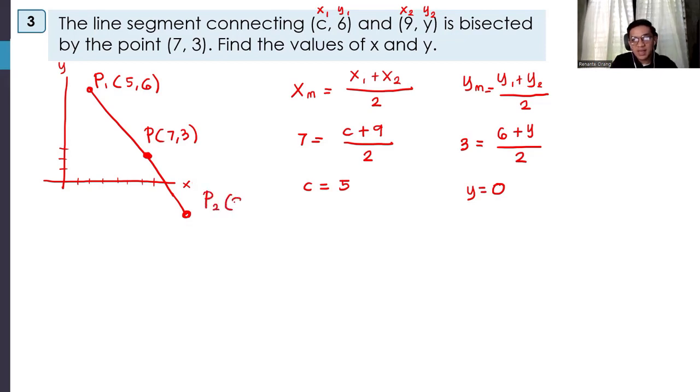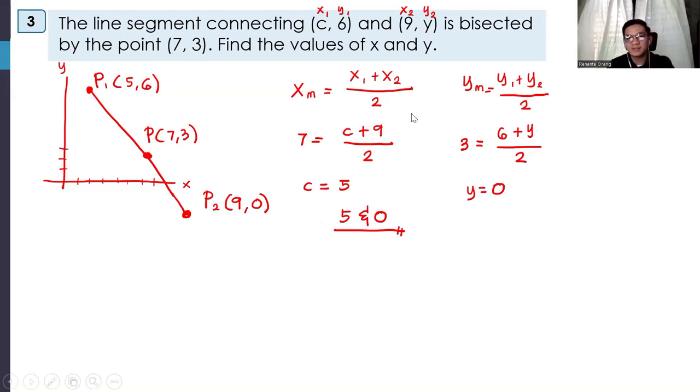Yung ating X is 9, and then yung ating Y is 0. So, as you can see, medyo mali yung ating drawing, but this is just an assumption. Kasi yung totoo, nandito yung point kasi 9, 0 tayo, then yung 5, 6 is nasa may bandang itaas. But, okay lang yan kasi representation lang yan siya. So, therefore, our answer is 5 and 0.